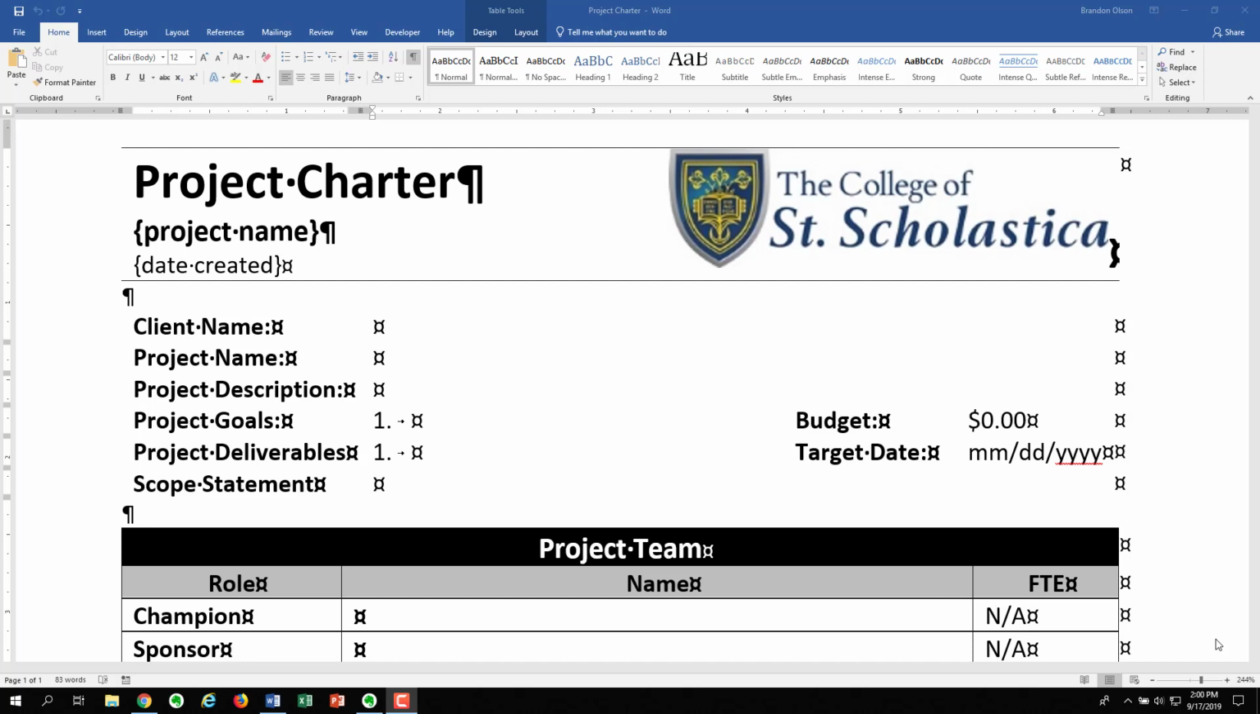A project charter is really an agreement between the project team and the client to indicate what's going to be done and the constraints that you're working under. And you document this agreement so that if there's changes to it later on, you can go back and renegotiate the parameters of the project.